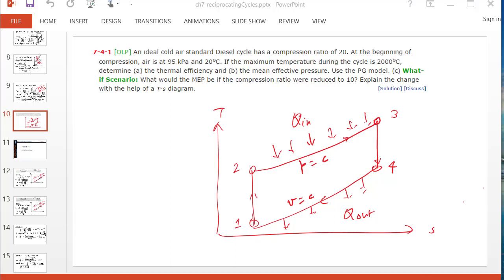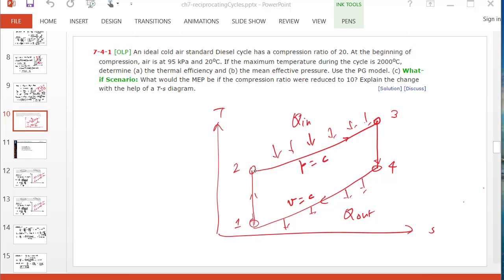Hello. In this video, we are going to analyze an air standard diesel cycle. I have already drawn the TS diagram for the cycle. Just to remind you, 1 to 2 is our isentropic compression stroke. 2 to 3 is a constant pressure heat addition process because fuel is getting injected, pressure remains constant, and 3 to 4 is isentropic power stroke.